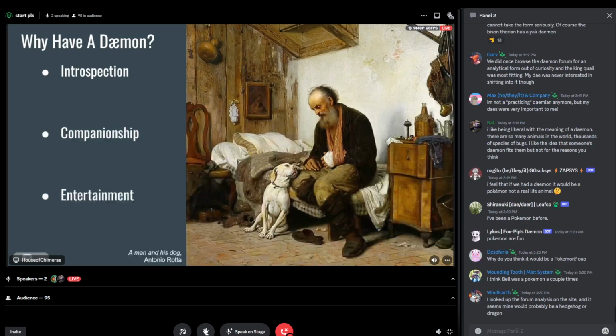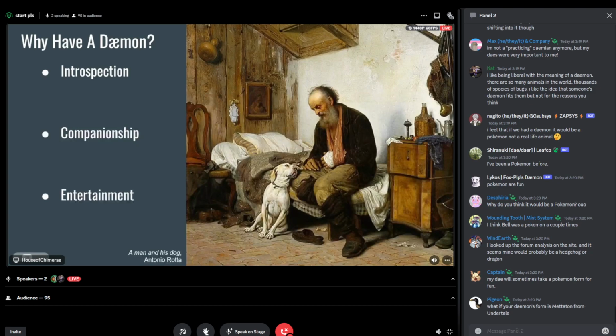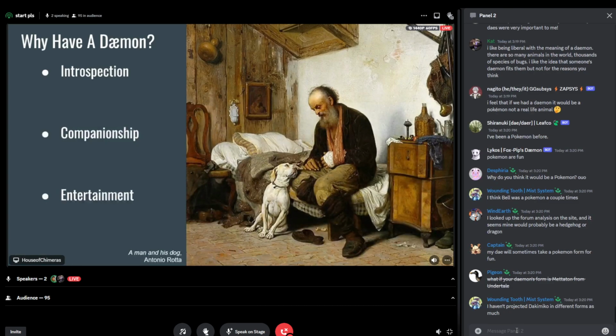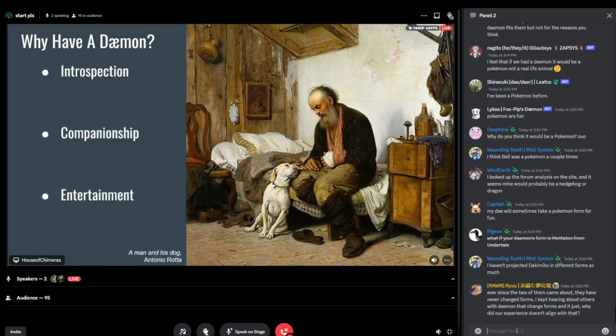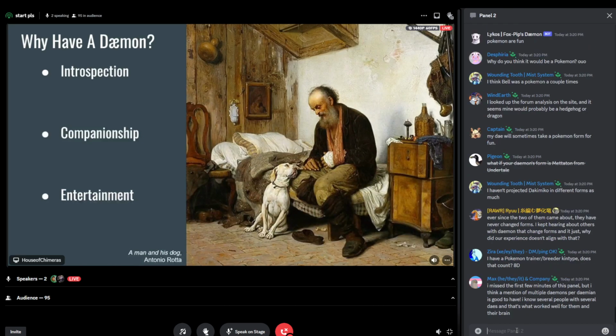Okay, so that was a lot about how having a daemon can work, but why have a daemon at all? Well, to begin, there is no set reason. There is no right or wrong reason. Every dæmian's relationship with their daemon is unique and unto their own. There are a few common reasons, though. The three big ones can best be described as reasons for introspection, companionship, and entertainment.